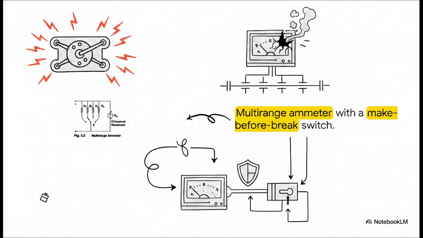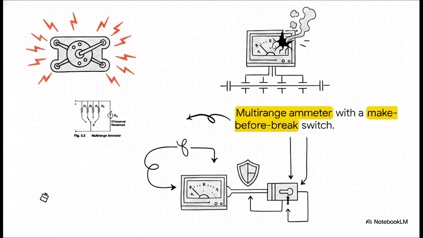But oh man, there is a highly dangerous trap here. If you use just a normal switch to change your current ranges, there's this tiny fraction of a second where the switch is floating between contacts. In that exact moment, the shunt is completely disconnected, and the full, massive force of the current slams right into our unprotected meter. Goodbye, meter.